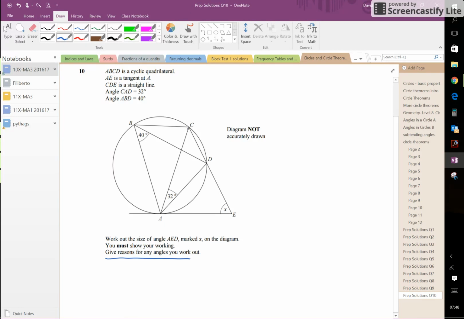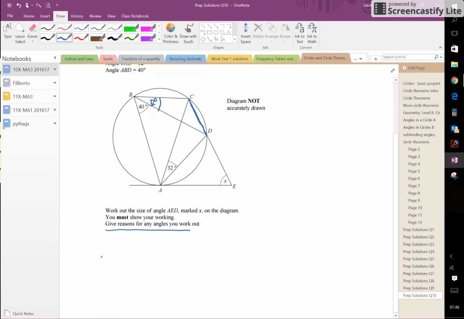So let's start off by this chord here. Now, this chord is subtending two angles. It's subtending this angle, and it's also subtending this angle. And we know that chords subtend angles that are equal in the same segment. So this here is 32 degrees. So we can start off by saying that. So that, of course, is angle CBD. CBD is 32 degrees.